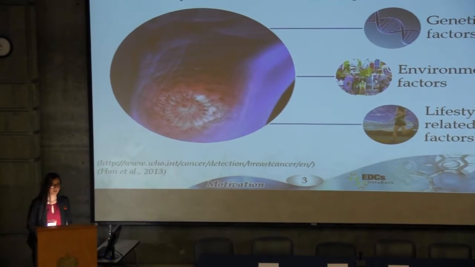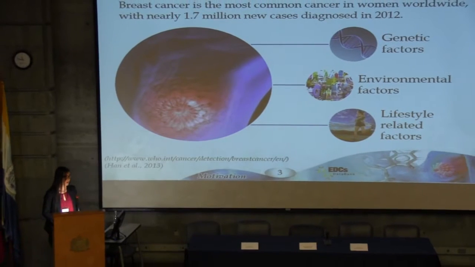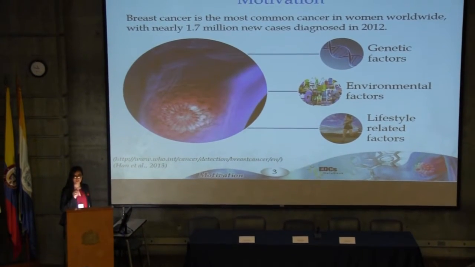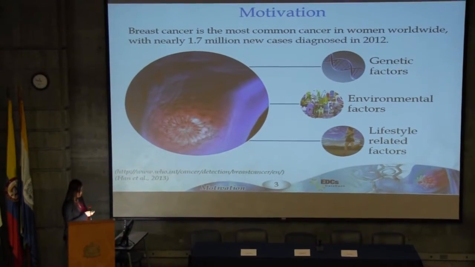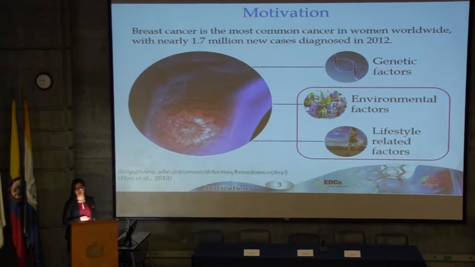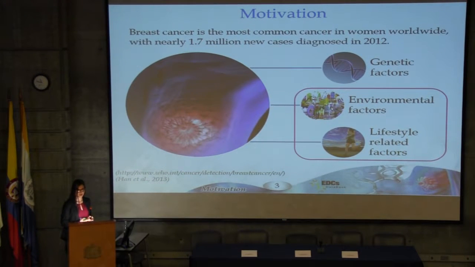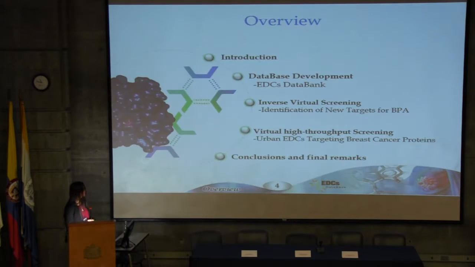The main motivation to develop this work was, of course, the high prevalence of breast cancer in women worldwide. This disease is also very interesting for toxicologists, as the main risk factors are not genetic but environmental and lifestyle-related factors, such as chemical exposure, alcoholism, obesity, among others, including the exposure to the endocrine disrupting chemicals, which are compounds that affect the hormonal system and that has been broadly associated with breast carcinoma.